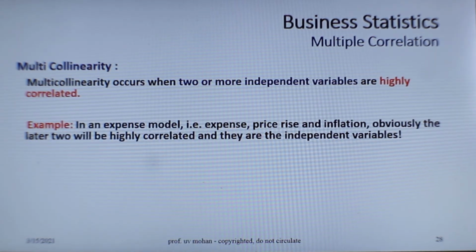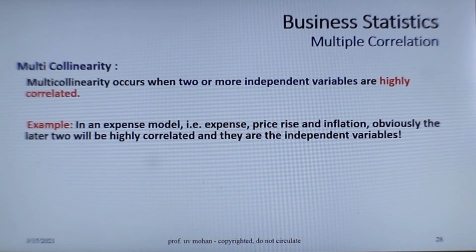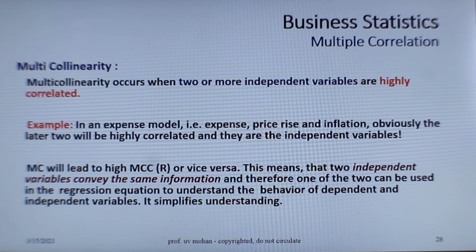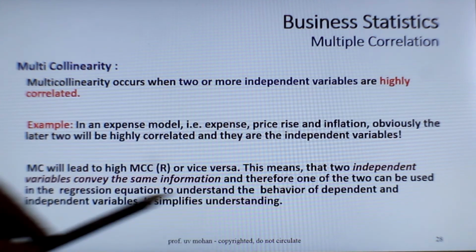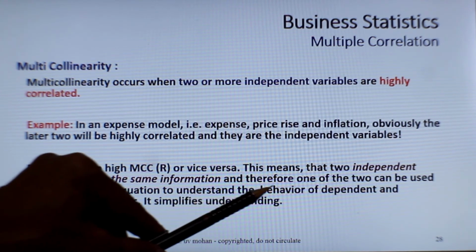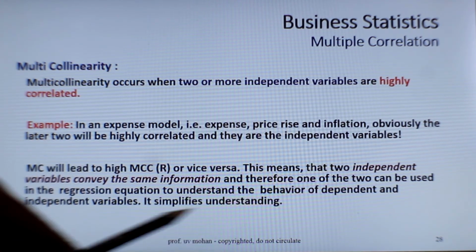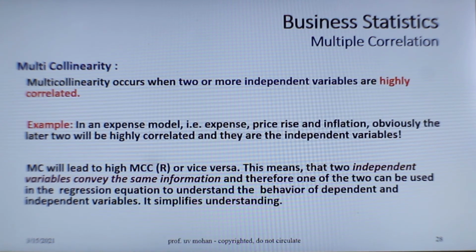In such an eventuality, what we can do is that either we can ignore one independent variable and be done with the dependent variable and the other independent variable to simplify the problem. So that way it will be very advantageous. Multicollinearity will lead to a high multiple correlation coefficient and vice versa. This means that the two independent variables convey the same information and therefore one of the two can be used in the regression equation to understand the behavior of the dependent and the independent variable. It simplifies the understanding. Now we will see by way of an example.